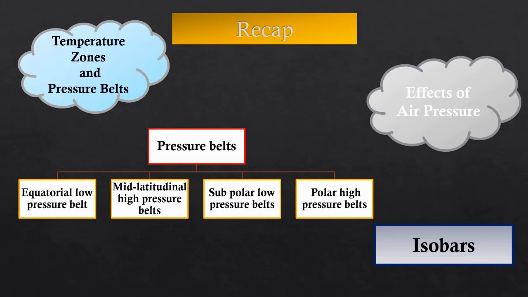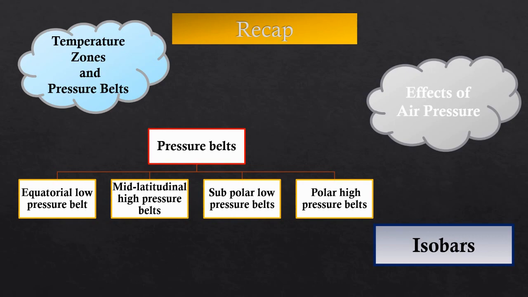Next we saw subpolar low pressure belts. Due to rotation of the earth, winds get deflected in other directions, which leads to the development of low pressure belt. This condition is observed in the area between 55 degree and 65 degree parallels in both the hemispheres.